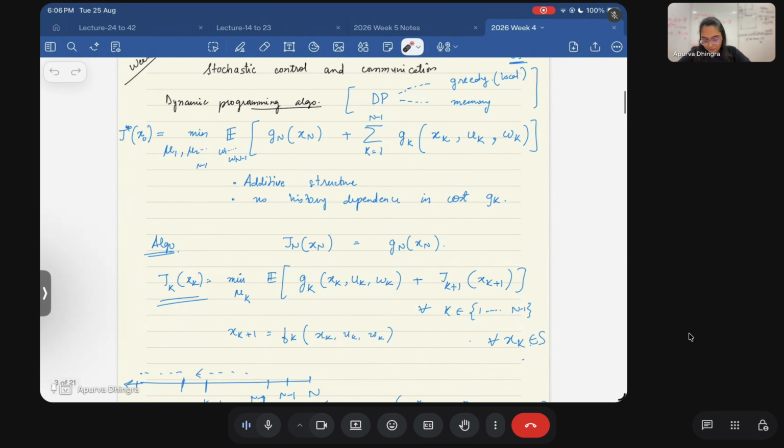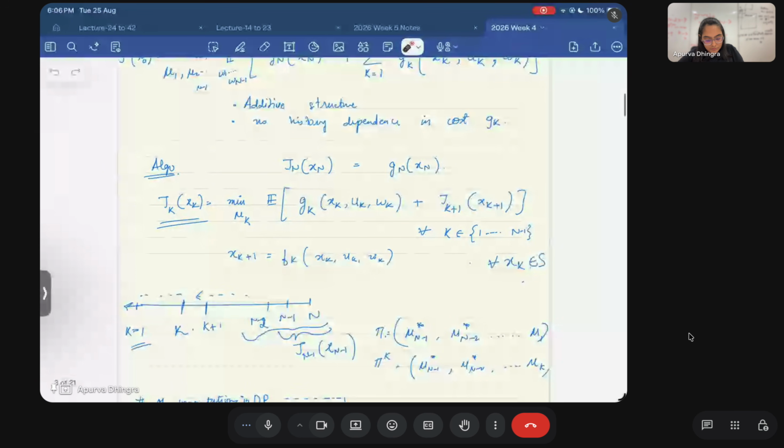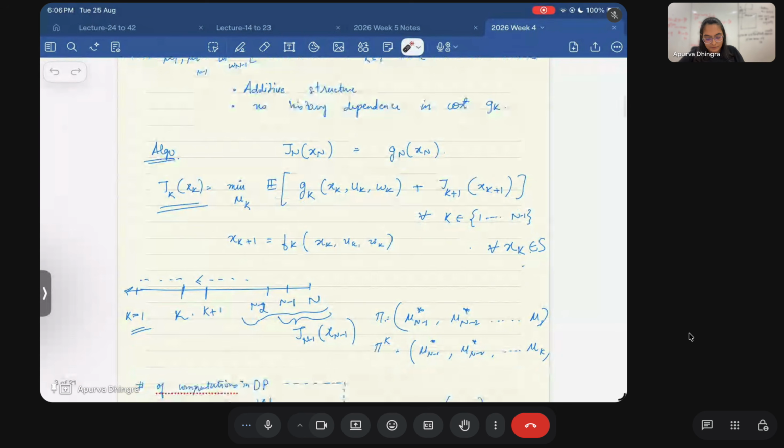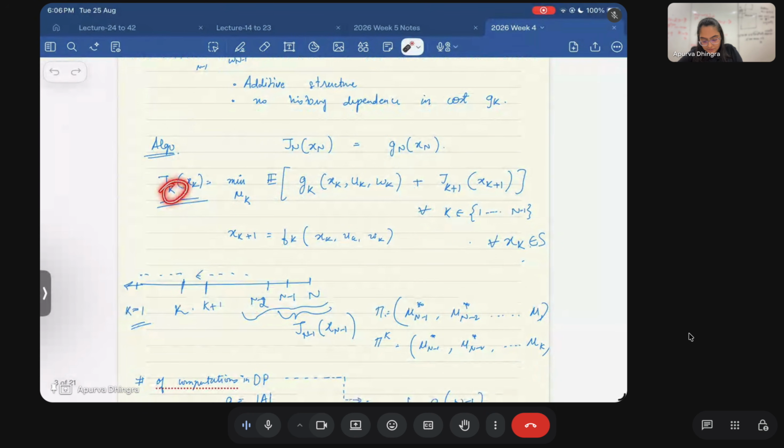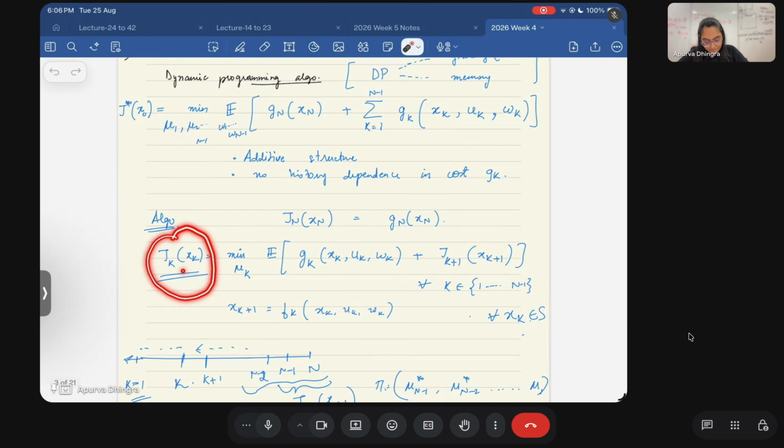So the algorithm says that we are supposed to look at the terminal step and go one step backward at a time. If we take k to be n minus 1, then this depends on the stage wise cost at that point, and we are minimizing over the actions at that point, and we take whatever was the terminal cost from the previous step, and we keep doing that backwards. Whatever this Jk of xk is at time k, it is optimal.